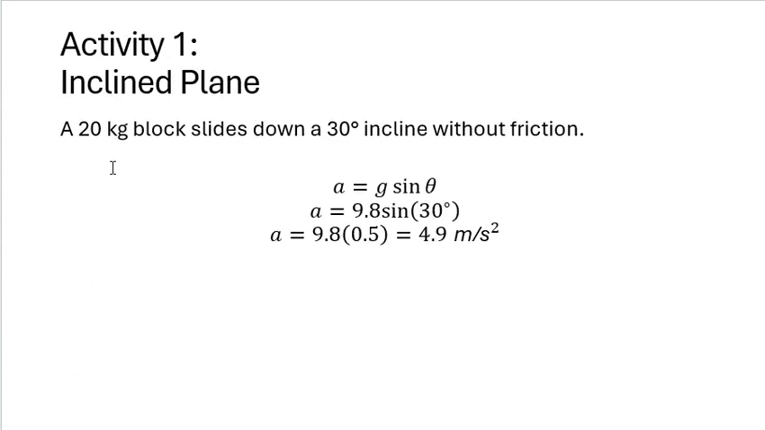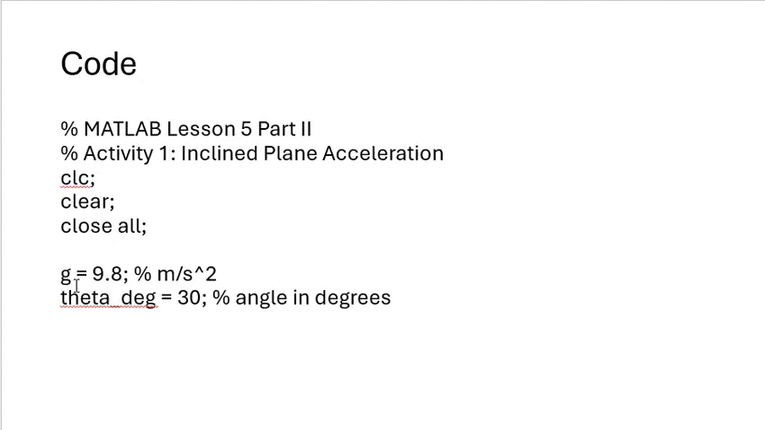Alright, activity 1, we are going to calculate a 20 kilogram block sliding down a 30-degree incline without friction. So less calculation to do. A is equal to g sine theta. A is equal to 9.8 times sine of 30 degrees. So we put that in: 9.8 times 0.5, and you get 4.9 meters per second squared for linear acceleration. This is acceleration due to gravity because your gravity is pulling the object down.